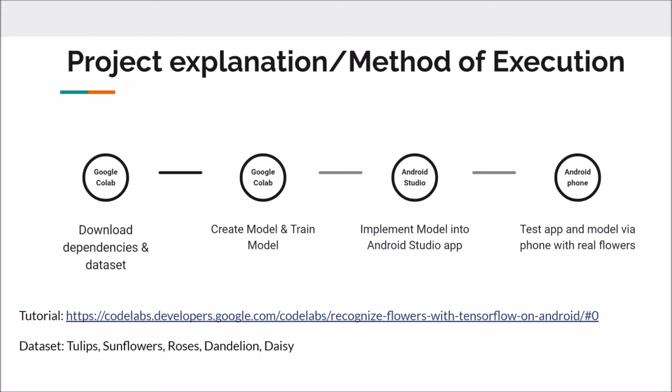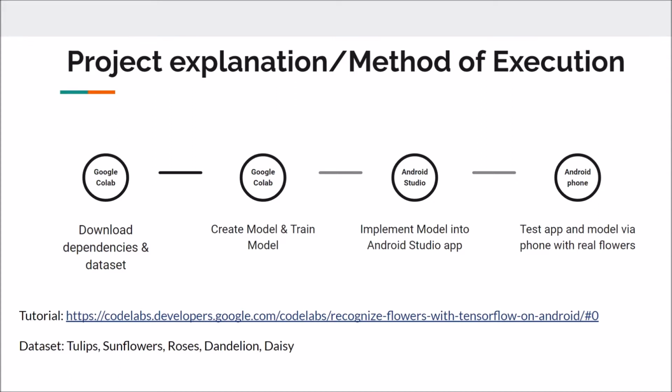I was able to use Google Colab to download the dependencies for the libraries, like the TensorFlow Lite libraries, and a couple of other things. I was also able to download the data set, which was a zip file of basically thousands of pictures of flowers, and those flowers were tulips, sunflowers, roses, dandelions, and daisies. So that was the data set. It was just a bunch of pictures.